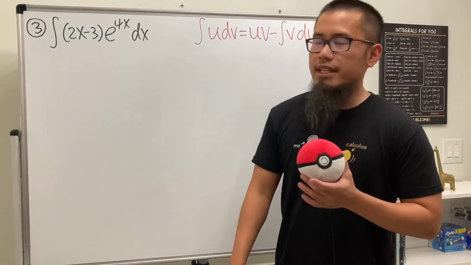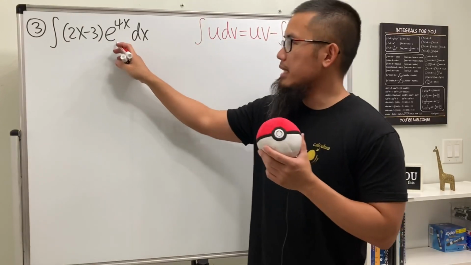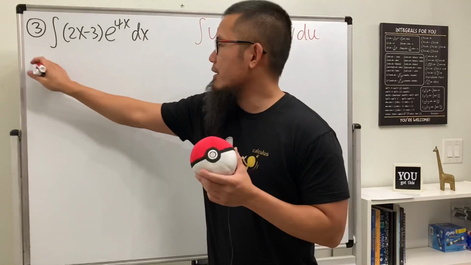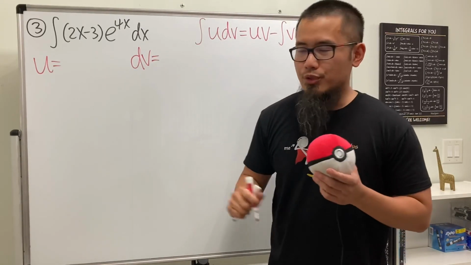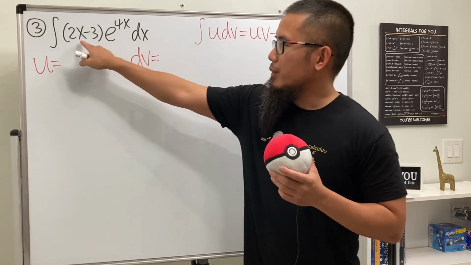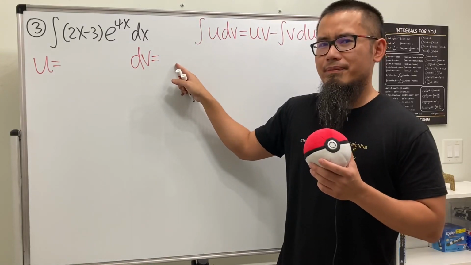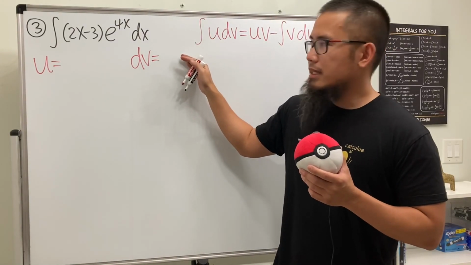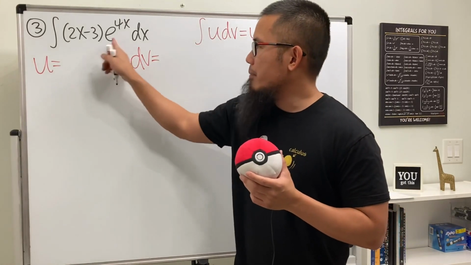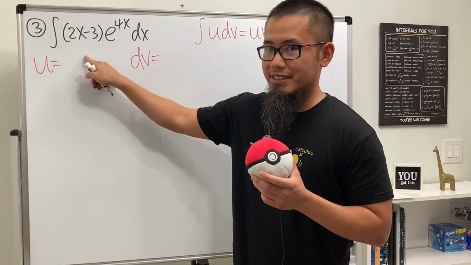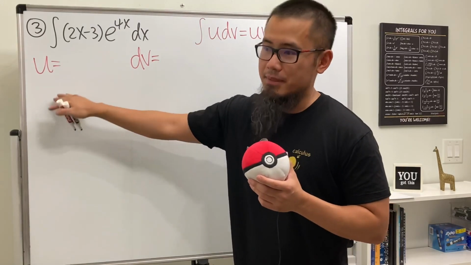For number 3, we have the integral of 2x minus 3 times e to the 4x. So let's go ahead and write down the u and dv to get ready. And now, what shall we choose to be integrated? Shall we choose this 2x minus 3? Well, if we do that, we get x squared minus 3x. And that means we will have to differentiate e to the 4x, and you'll still get e to the 4x times 4.